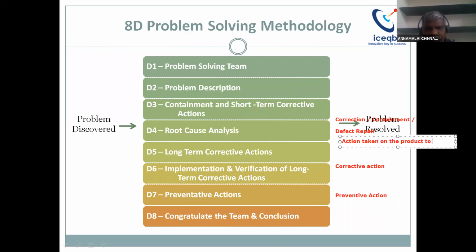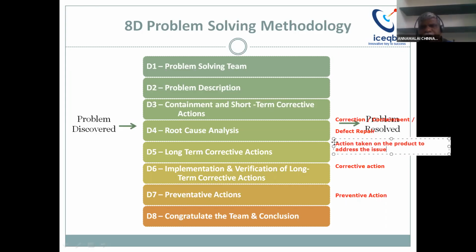To address the issue. For example, again I am taking the example of the rod. You are supplying some 10 millimeter rod to the customer, and then the customer says that some rods are above the specification. Then you sort out all the rods by using a gauge or a vernier caliper, and whatever is coming more than the specification, you do the regrinding. That we call a defective part, right?